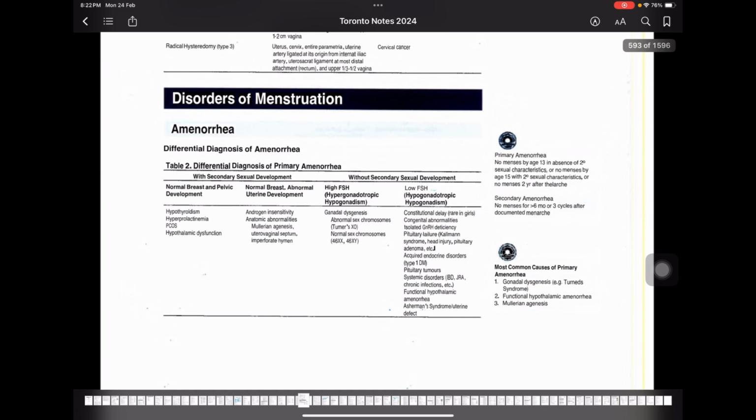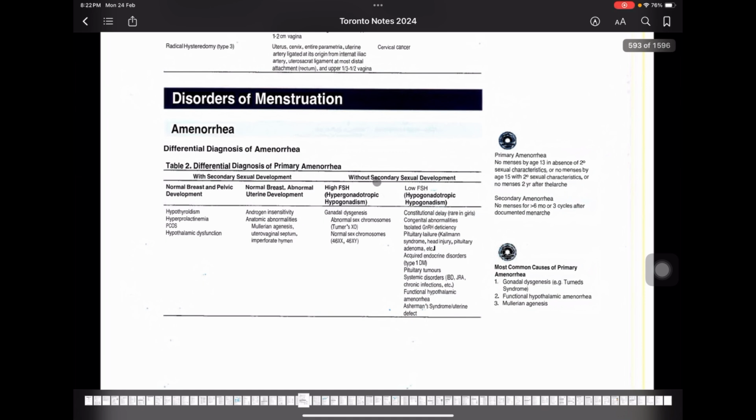If there is normal breast development but abnormal uterine development, then what could be the cause? It could be related to androgen insensitivity, anatomic abnormalities, Mullerian agenesis, uterovaginal septum, imperforate hymen. So these are the causes for normal breast development but abnormal uterine development: androgen insensitivity, anatomic abnormalities, Mullerian agenesis, uterovaginal septum, imperforate hymen. This is related to structural abnormalities.